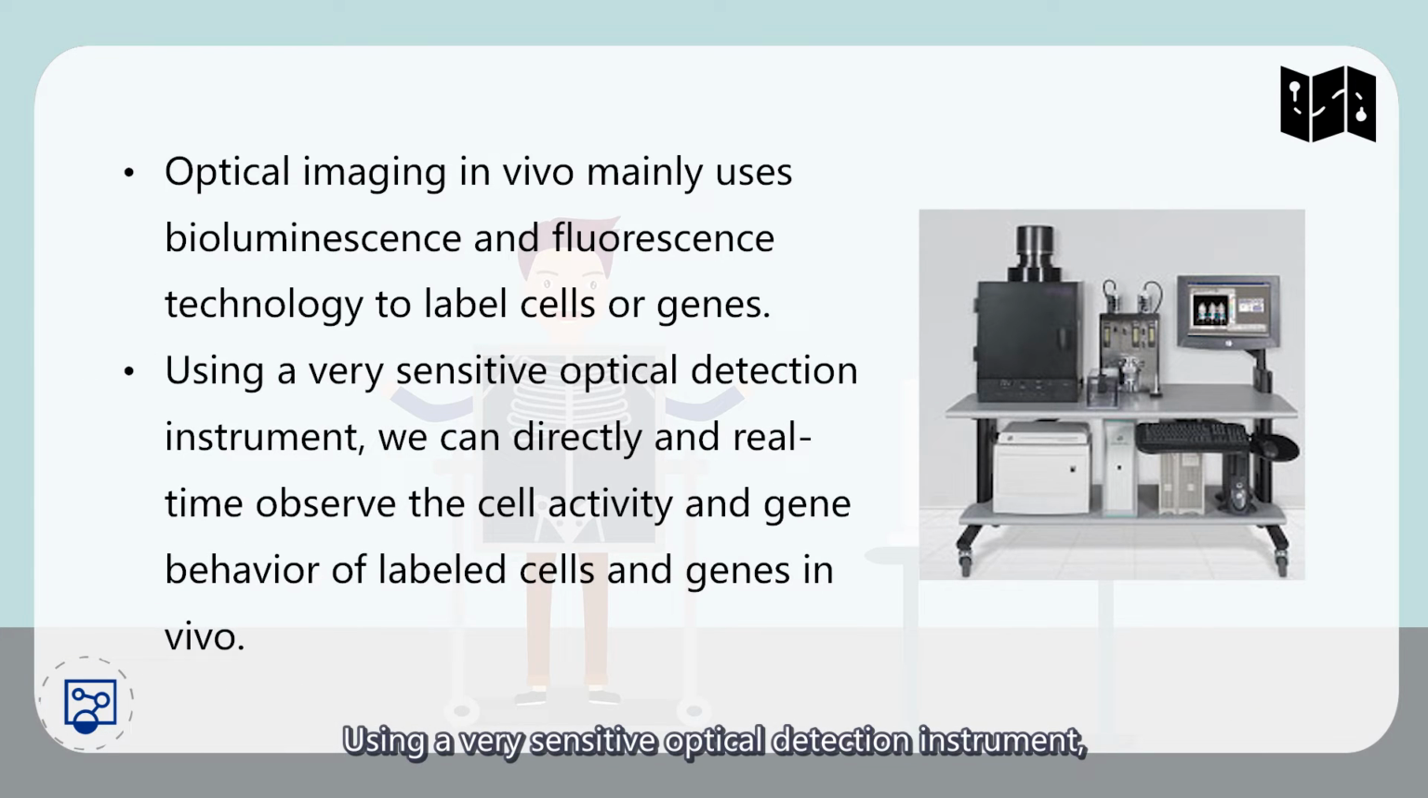Optical imaging in vivo mainly uses bioluminescence and fluorescence technology to label cells or genes using a very sensitive optical detection instrument. We can directly and in real time observe the cell activity and gene behavior of labeled cells and genes in vivo.